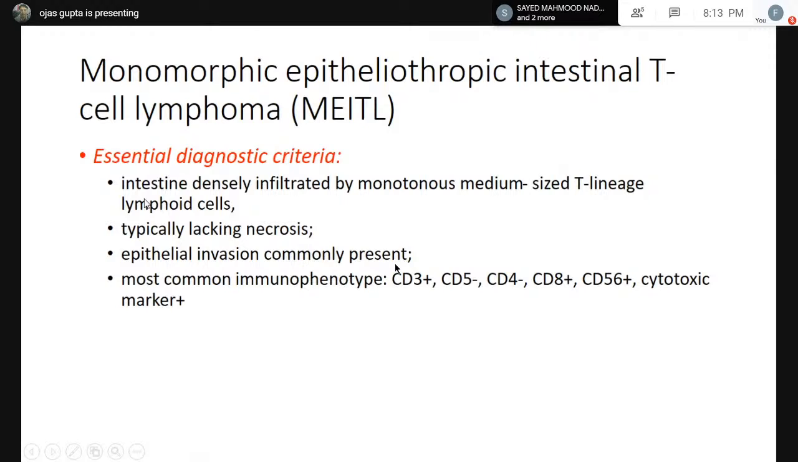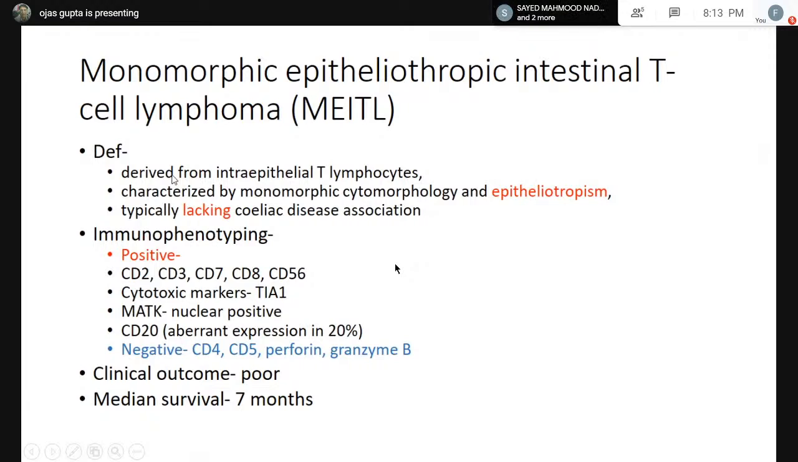If the intestine is densely infiltrated by monotonous medium-sized T lymphoid cells, they typically lack necrosis. The epithelial invasion is commonly present, that's why they are called epitheliotropic. And the most common immunophenotype is positivity for CD3, CD8, CD56, and cytotoxic markers like granzyme, perforin, or TIA1. So these are derived from intraepithelial T lymphocytes. They are characterized by monomorphic cytomorphology and epitheliotropism. They typically lack celiac disease association.